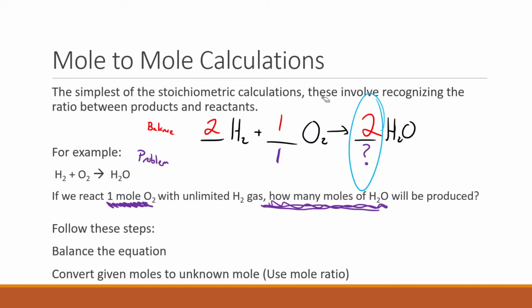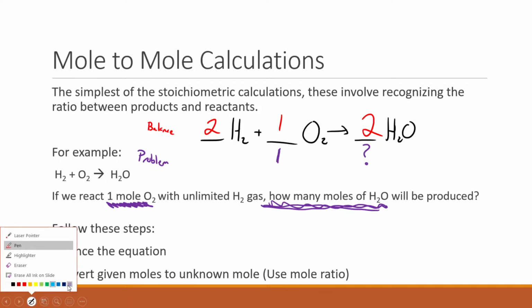My recipe is written in a way that says 1 mole of oxygen will give me 2 moles of water. So here I don't actually need to adjust my quote-unquote recipe. It's a 1 for oxygen, which means I'm going to have a 2 for my water.